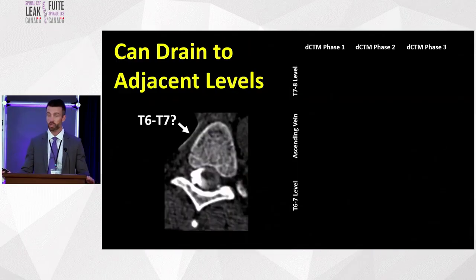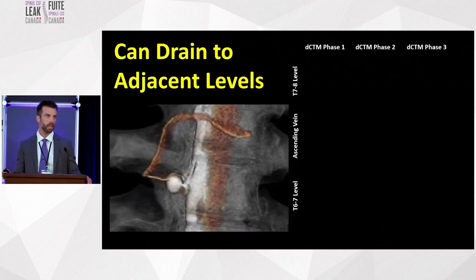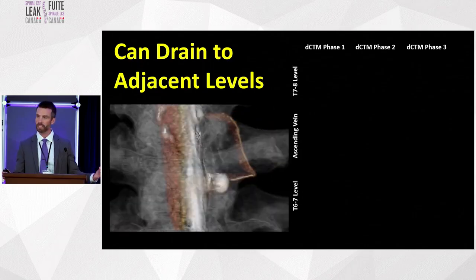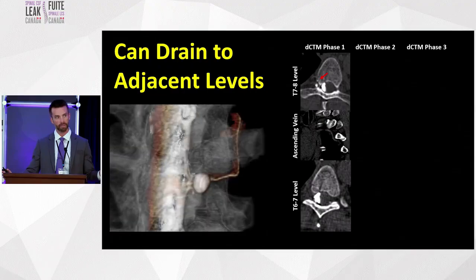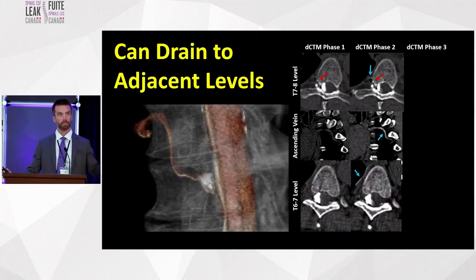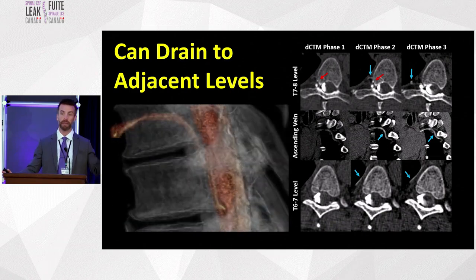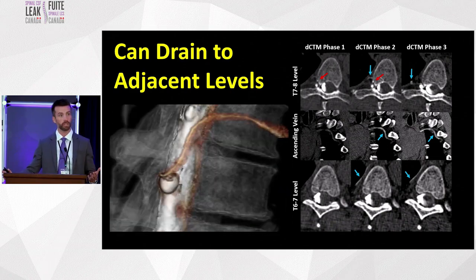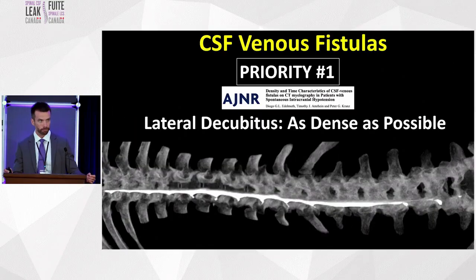They can also drain to adjacent levels. So just because I'm seeing a hyperdense paraspinal vein here at T6-7 does not mean the fistula is coming from T6-7. We can see that in this patient, the fistula was arising from the level below at T7-8. On our early phase imaging, we see the nidus of that fistula at T7-8, and then it's climbing up that paraspinal segmental vein up to the next level above. So we have to track that origin back, because if we're going to be directing treatment, we need to know what sort of nerve root complex this is coming from.